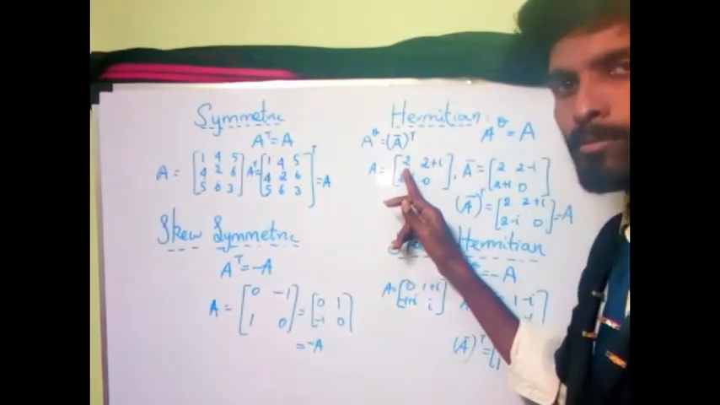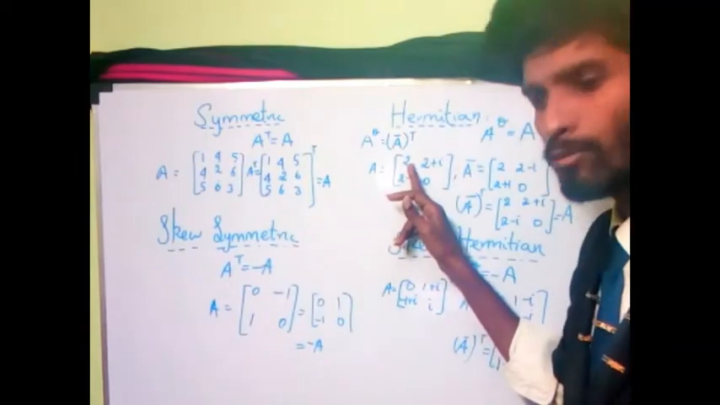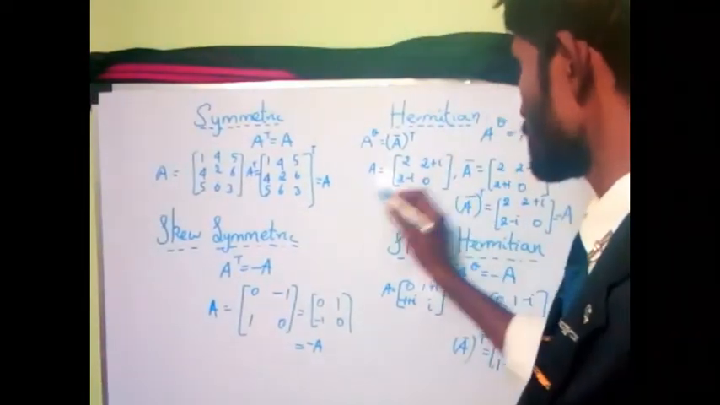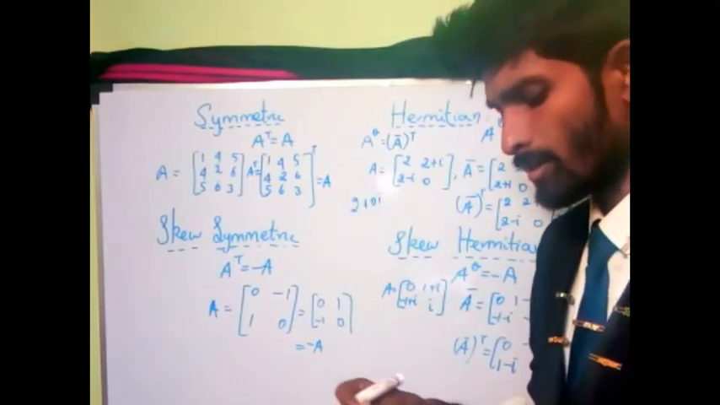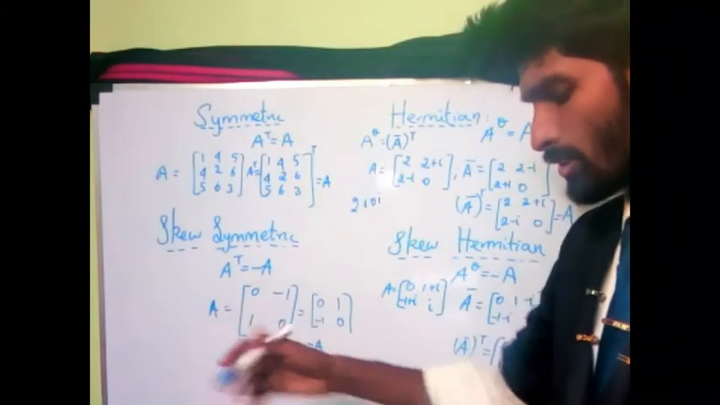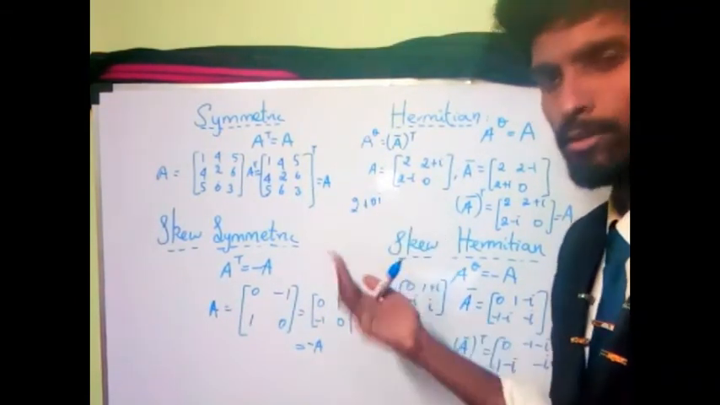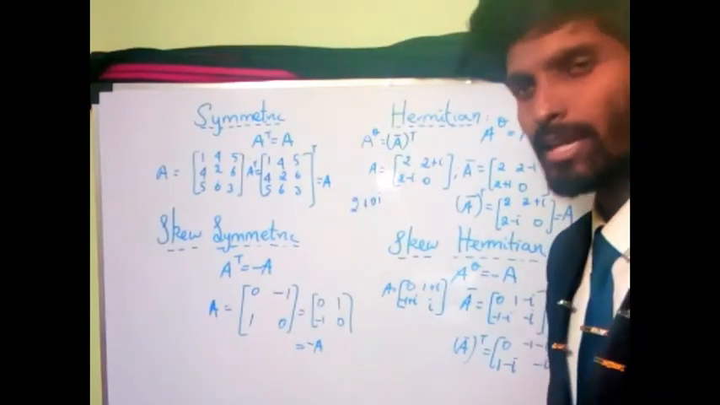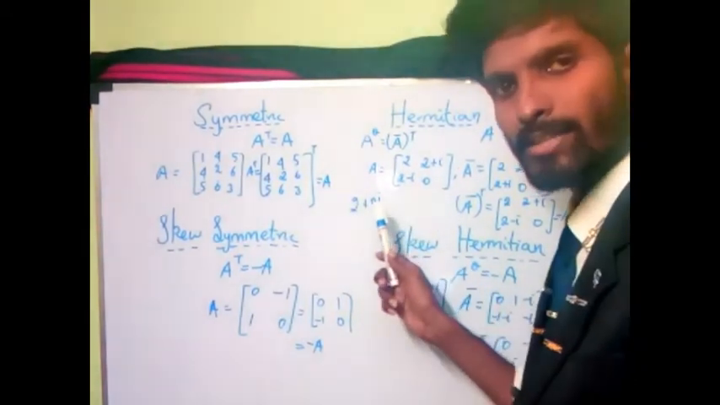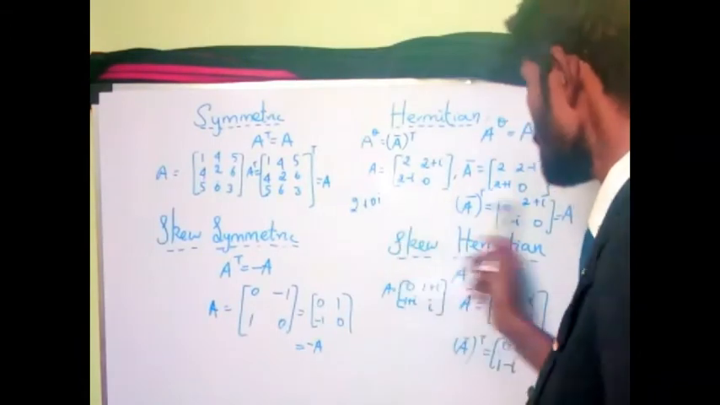That means what? 2, no problem, because it's a real number. Look here, don't create more confusion: 2 means 2 plus 0i. So i is there, but it is 0. Likewise you have to check this; if I make it minus 0i, no problem. Then 2 plus i, the sign of i should be changed, so 2 minus i, and then 2 minus i becomes 2 plus i, and then 0.